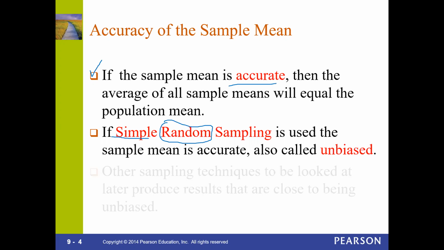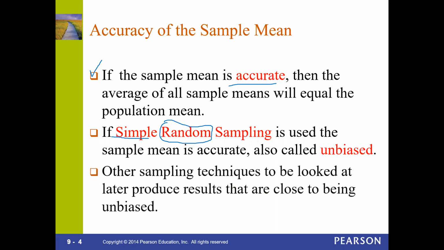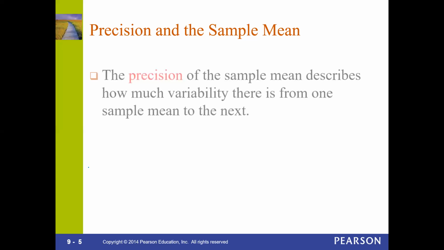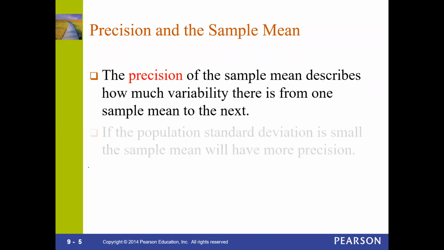So we don't go further into this little part here. I think we talk about other sampling techniques, and non-parametric methods, but not about this one right now. Okay, so this is for reading. The precision of a sample mean describes how much variability there is from one sample mean to the next. That's just the thing that we want to understand. But I'm going to show you a quick picture soon.